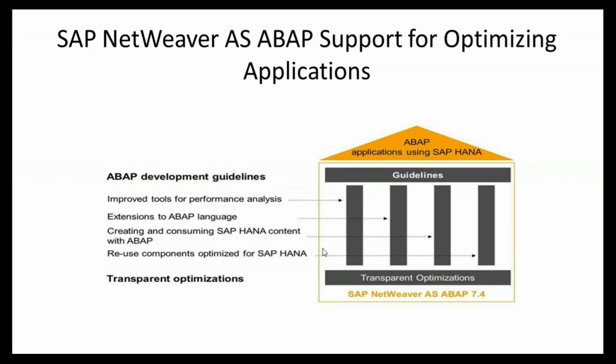Like reusable components in normal ABAP. In normal ABAP, what are the reusable components? The function modules are reusable components. Classes are reusable components. So what are the reusable components we have in SAP HANA from the ABAP perspective is what we need to understand. Creating and consuming SAP HANA content with ABAP, extensions to the ABAP language, improved tools for performance analysis. Then we have the ABAP development guidelines. These are the 6 things we need to discuss in the ABAP application using SAP HANA.